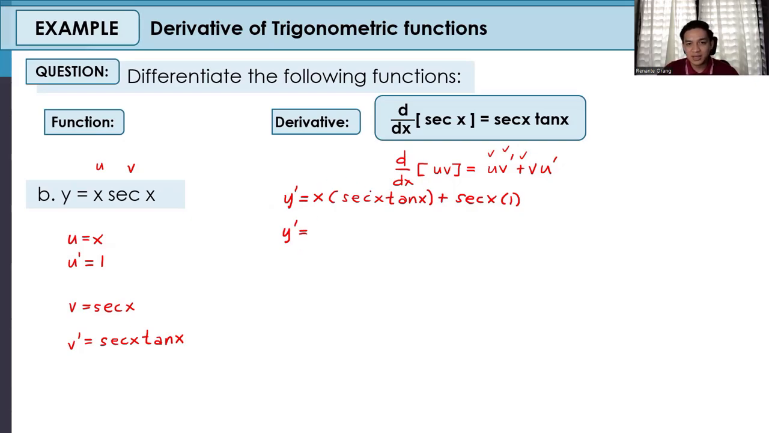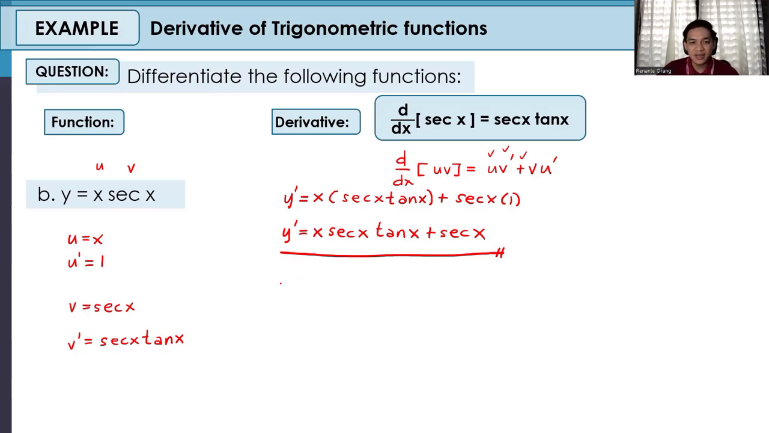So take note, x cannot be multiplied sa ating x sa loob because we are dealing with trigonometric function. Ang gagawin lang natin is itatabi lang natin siya. X, secant of x, tangent of x. Ito, secant x multiplied by 1, ibig sabihin, copy-paste lang natin siya, secant of x. Upon investigation, hindi na natin to masisimplify. This will be our final answer.